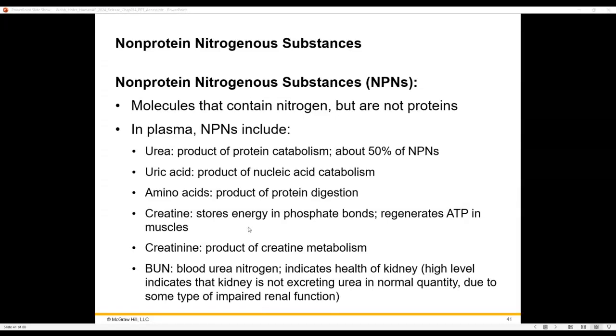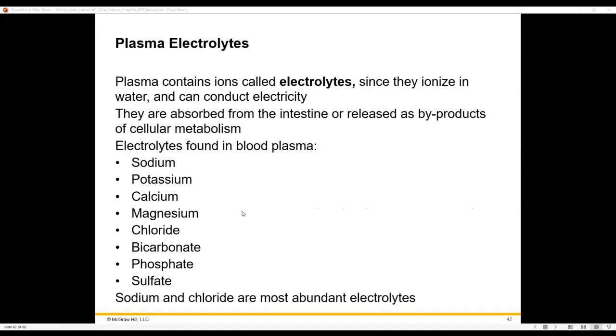And creatine, which stores energy in phosphate bonds and regenerates ATP in the muscles. Creatinine is a product of creatine metabolism. And then there's BUN, blood urea nitrogen. This indicates health of the kidneys. High levels indicate kidneys not excreting urea in normal quantities due to some type of impaired renal function.